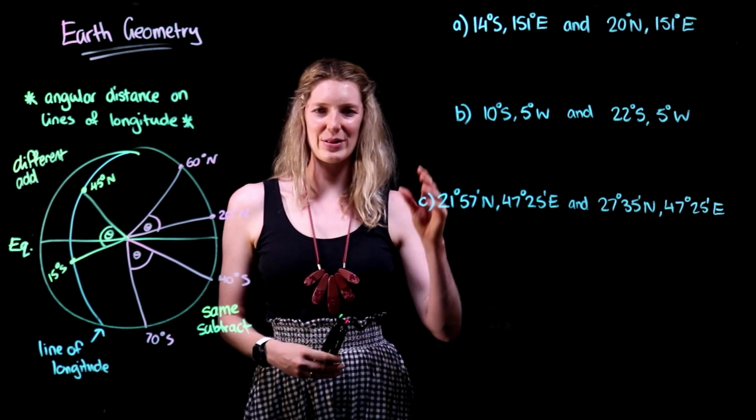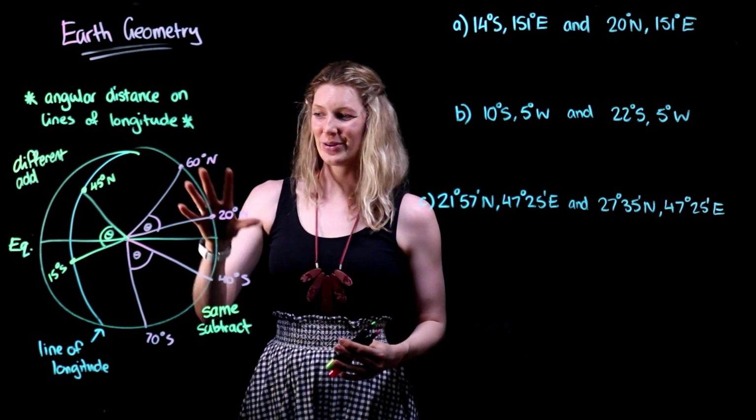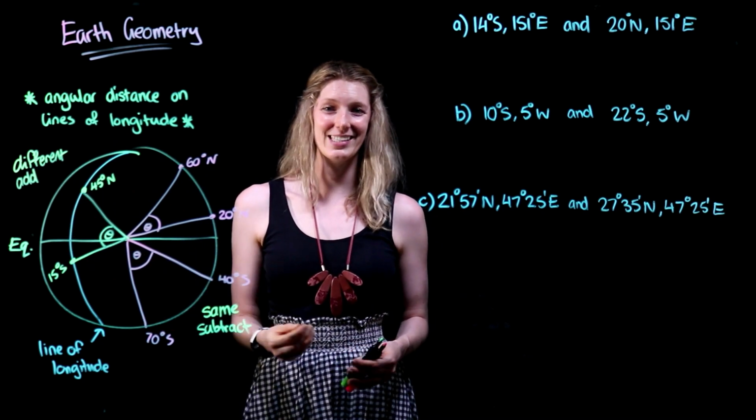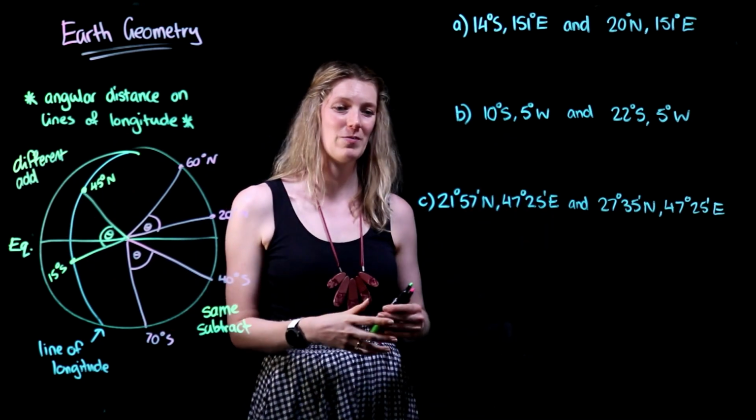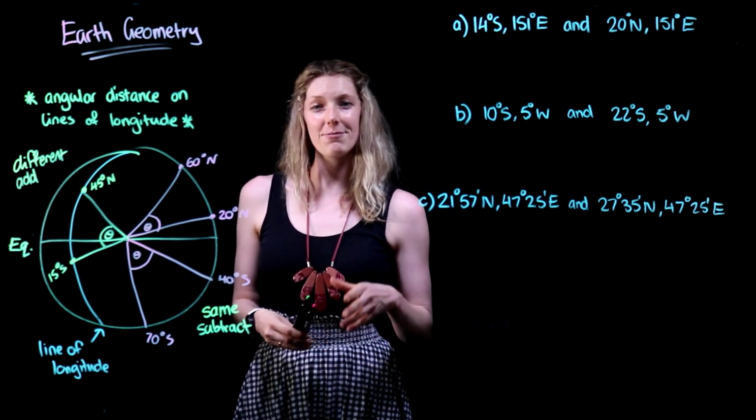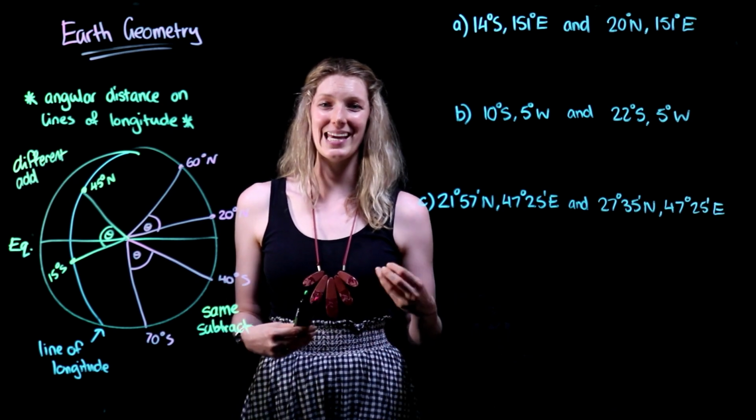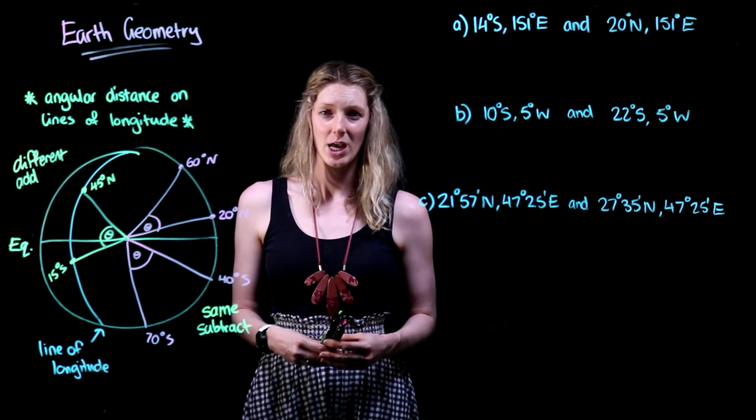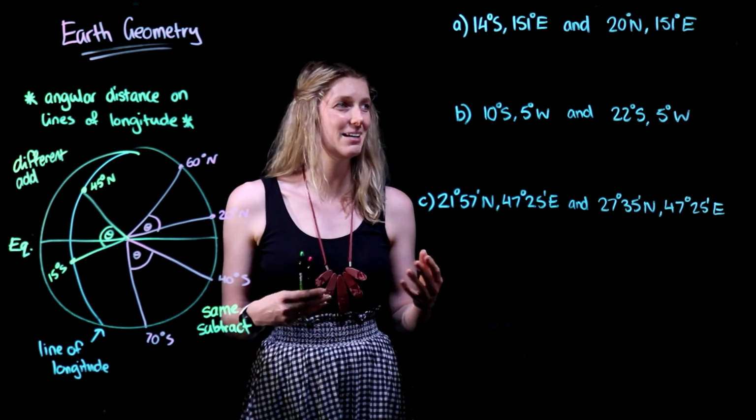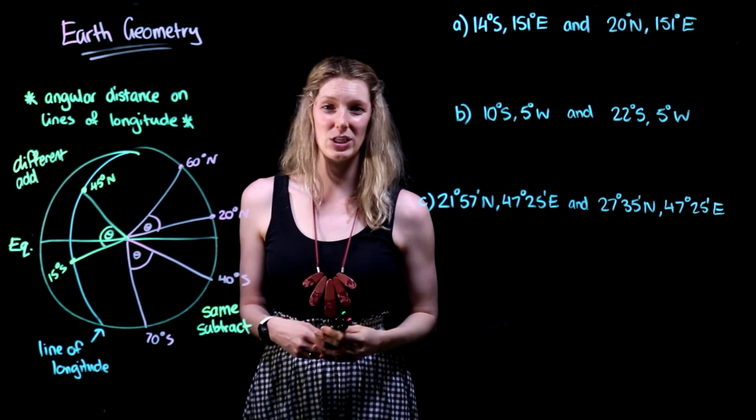We now have our three pairs of locations up on the board, and we are going to use our knowledge from here of angular distance to help us find each of the angular distances between these pairs of locations. Now, the first thing we want to establish is whereabouts these locations lie in relation to each other. So the first thing we want to look at is if there is a common coordinate in between the two locations.